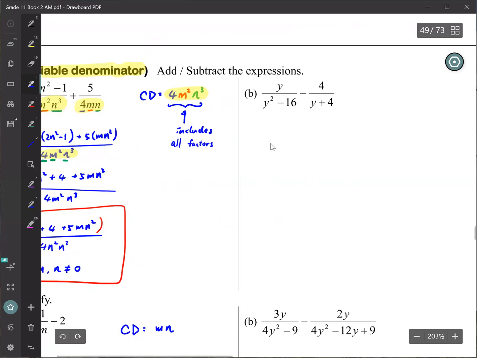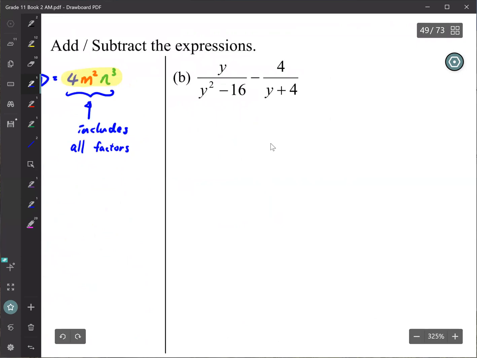Question B, the common denominator. You can see that you have this as one part, because subtraction means they are together. This is another part. So for the common denominator, of course, you can say it's y squared minus 16 times the second part. That's a common denominator. It's not wrong, okay?